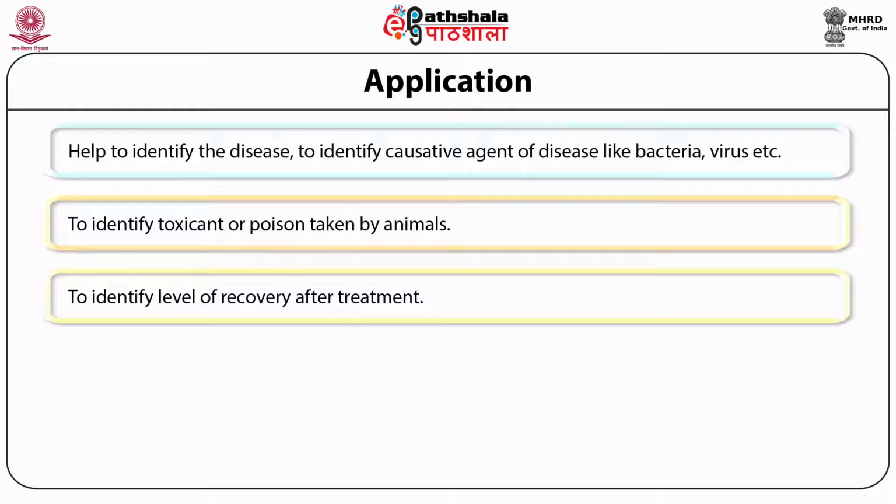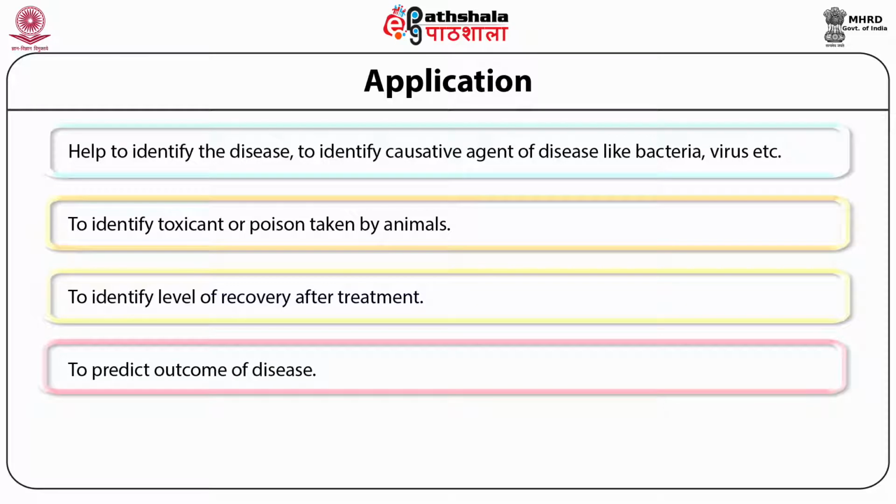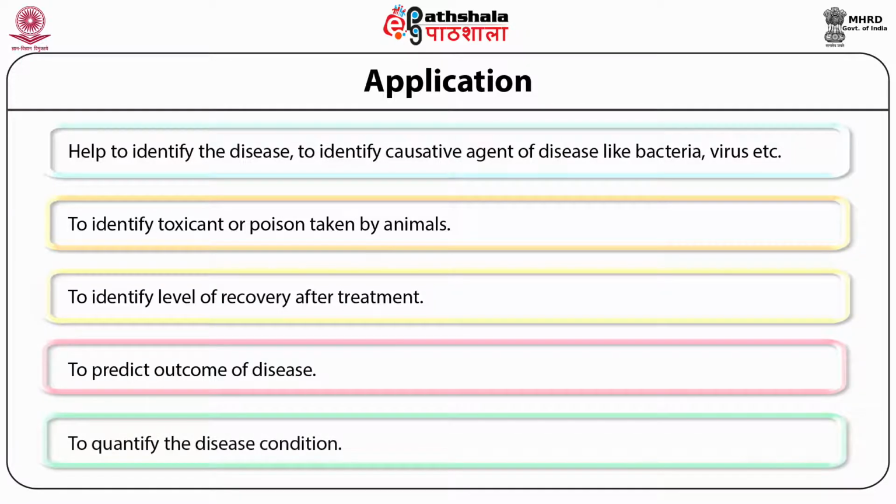These biomarkers can also be used for determining the potential outcome of disease, meaning prognosis. So we can determine the prognosis of disease based on the biomarkers, and these biomarkers can also be used for quantification of disease condition. How severe the disease condition is, or how rapidly the patient can improve from disease can be ascertained if we have a suitable biomarker for quantifying that particular disease condition.